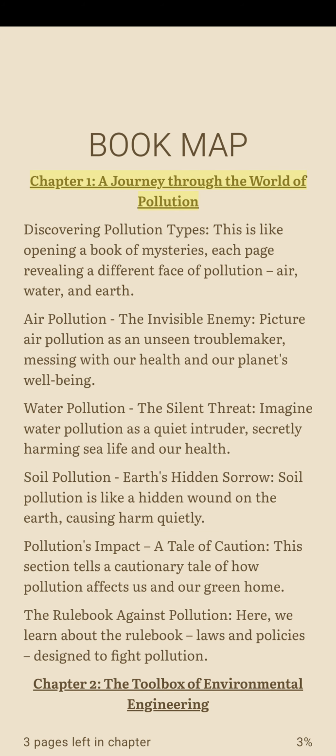Book Map. Chapter 1. A Journey Through the World of Pollution. Discovering pollution types. This is like opening a book of mysteries, each page revealing a different face of pollution: air, water, and earth. Air pollution, the invisible enemy. Picture air pollution as an unseen troublemaker, messing with our health and our planet's well-being. Water pollution, the silent threat. Imagine water pollution as a quiet intruder, secretly harming sea life and our health. Soil pollution, Earth's hidden sorrow. Soil pollution is like a hidden wound on the earth, causing harm quietly.